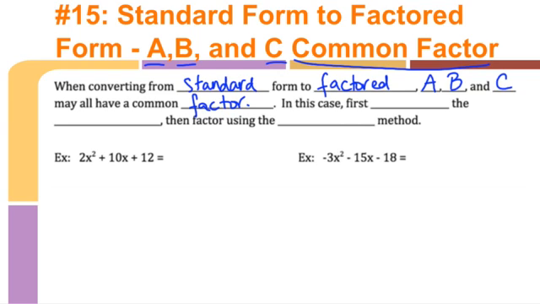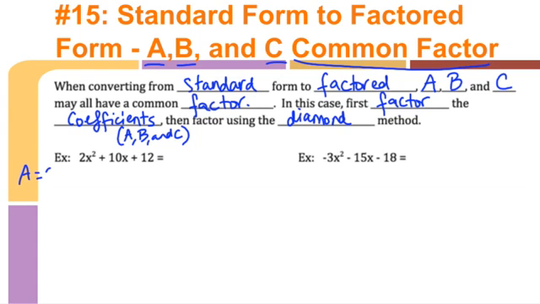In this case, first factor the coefficients. So coefficients are A, B, and C. Then factor using the diamond method. Okay, so if I was to look at this first problem, I know that A is 2, B is 10, and C is 12. So what I notice is that potentially all of those numbers have a common factor.